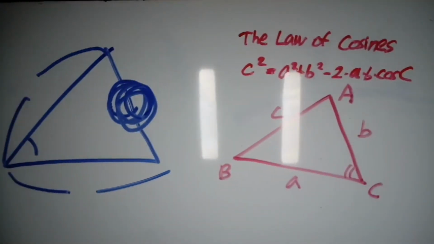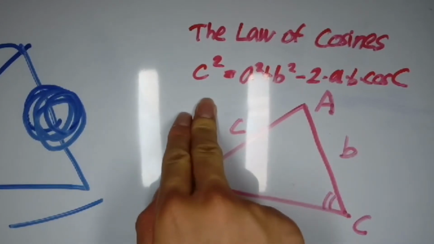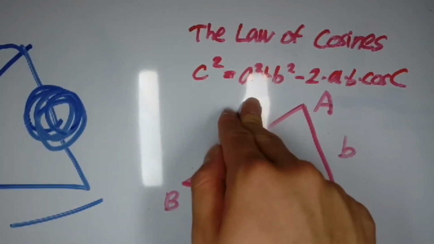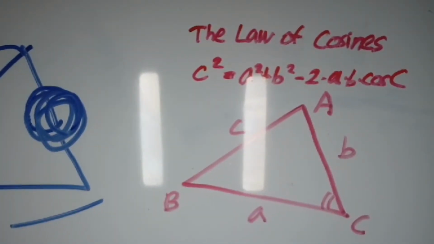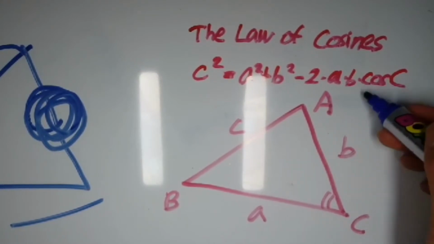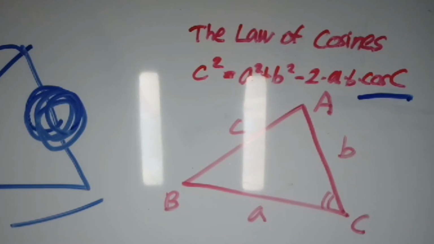Let's take a look at the formula of the law of cosines. If there's triangle ABC, then c squared is equal to the square of a plus the square of b minus 2 times a times b times the cosine of C. This part is where the cosine comes in, and that's why it's called the law of cosines. The law of cosines works in any triangle, so it doesn't matter whether you have an acute triangle, a right triangle, or an obtuse triangle. It works for all three of them.